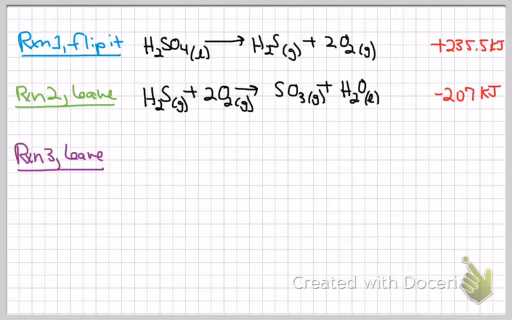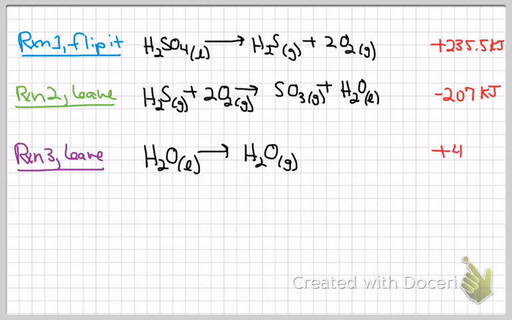Finally, reaction 3, I'm going to leave it alone. And in this case, I'm using reaction 3 to get water as a product, but I need water vapor as a product. If you look in reaction 2, I have water as a liquid as a product. So this is the one that gives me the proper form of water, so I'm leaving it alone. And of course, I don't change the sign of the enthalpy change.